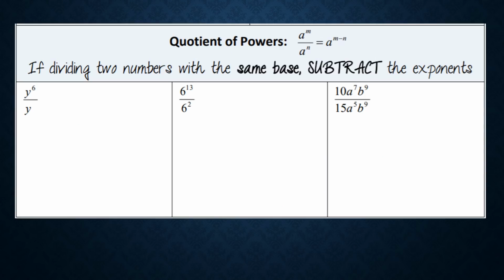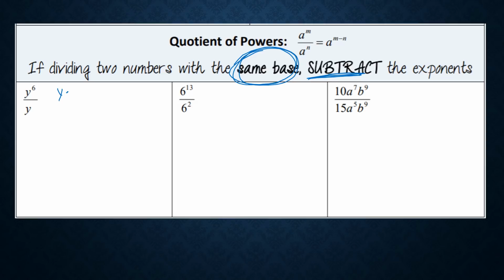We also have a quotient of powers. So quotient means division. So if you're dividing two numbers with the same base, again, there's that key there, same base, you're going to subtract the exponents. Again, I'm going to show you why this works by writing it out. So up at the top, you've got y to the 6. So I need 6 y's.